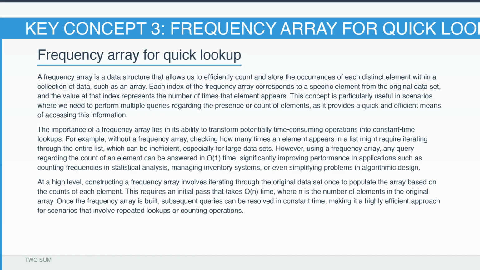This method allows you to quickly answer questions about your marbles, like how many blue ones you have, without searching through the entire box each time. Building a frequency array involves a single pass through your dataset, taking O(n) time, where n is the number of elements. After this initial setup, you can answer queries about element counts in constant time, O(1). This efficiency is invaluable for tasks like inventory management or analyzing data, turning potentially slow operations into quick lookups.